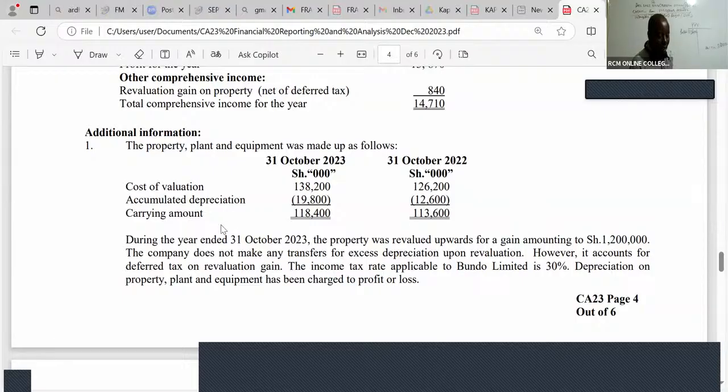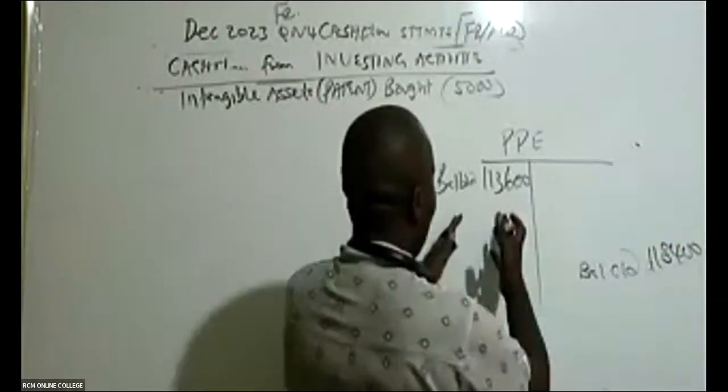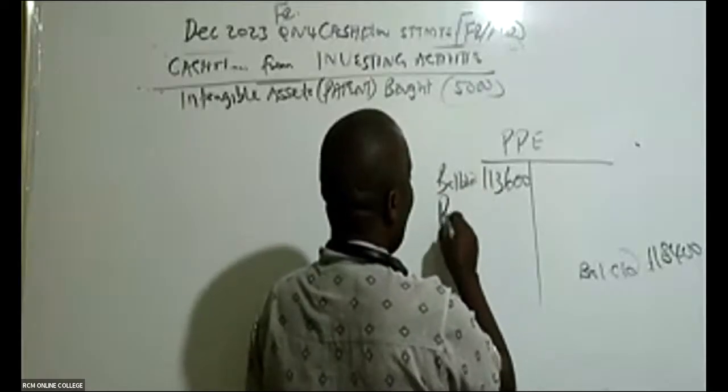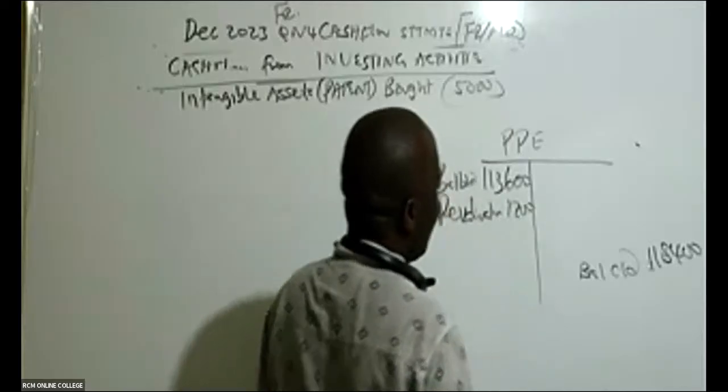Like now here you can see we are told during the year ended 31st October 2023, the property was revalued upwards for a gain amounting to 1,200. Remember the figures are in shillings thousands. So you'll come and tell us, revaluation. So you debit this. Revaluation will increase the amount by 1,200.